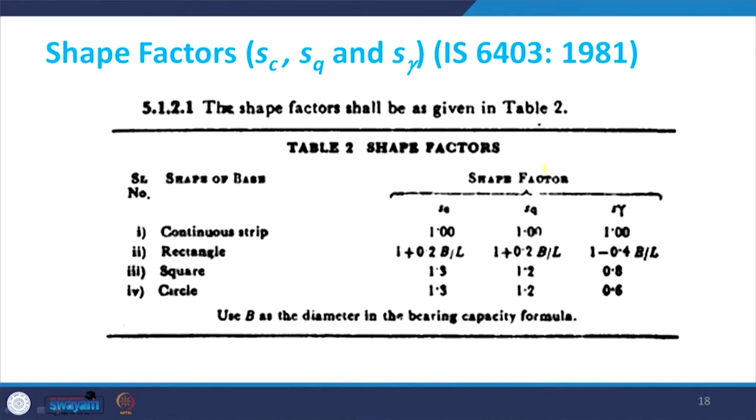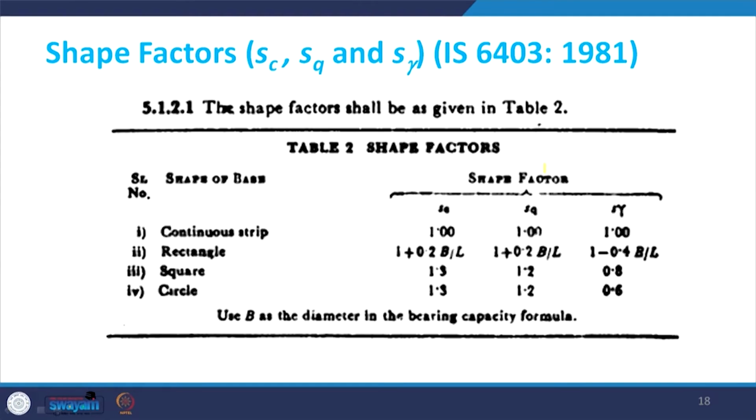But for rectangular footing, depending on the ratio of B by L, the shape factors Sc, Sq, and S gamma are calculated. You can see that for rectangular footing the shape factor for cohesion is more than 1, and for Sq it is also more than 1, but the value of the third term is decreasing. So for rectangular footing, the first two terms increase and the last term decreases. The same is the case for square and circular footing, where the factors are 1.3, 1.2, 0.8 and 1.3, 1.2, 0.6.